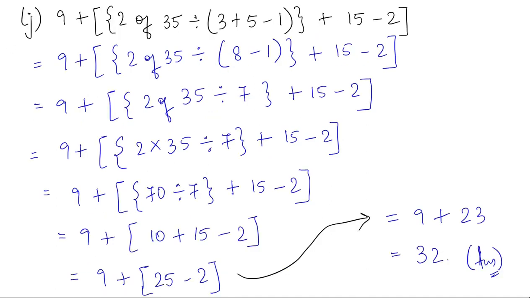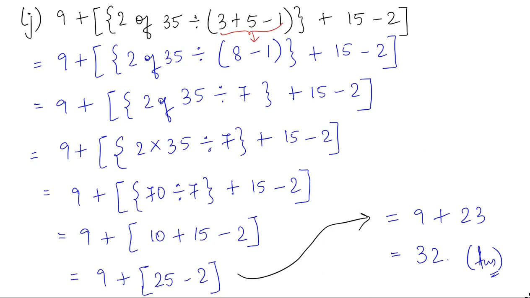Let us now look at question number j. 9 plus square bracket open, curly bracket open, 2 of 35 divided by open parenthesis 3 plus 5 minus 1 close parenthesis, curly bracket close, plus 15 minus 2 and square bracket close. So here first of all we are going to solve 3 plus 5 minus 1, the one written inside parenthesis. So 3 plus 5 is 8.